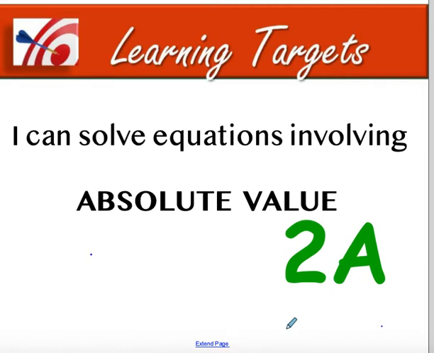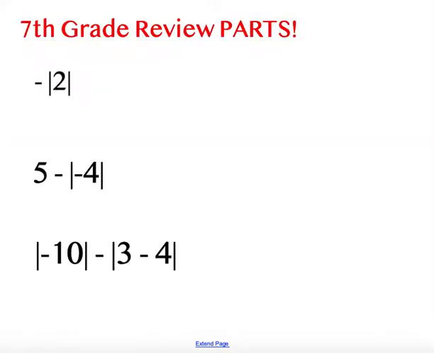We learned about this in 7th grade. Absolute value is just the distance from 0. Here's some easy 7th grade review. We've already done some of these in class, but let's just review real quickly. Anytime we have these things in absolute value, this is an absolute value symbol.